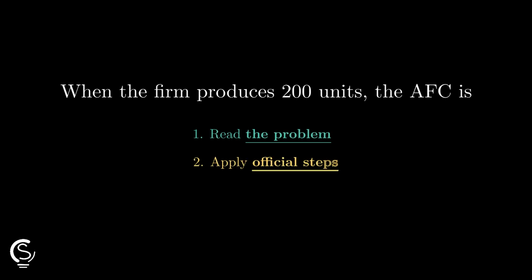Production costs can be tricky, but we will find the average fixed cost for 200 units using a simple 3-step method right now.